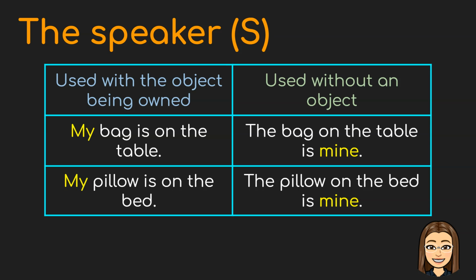And on the other column, used without an object, we have this sentence. The bag on the table is mine. After the possessive pronoun mine, we now have a period, which means it is used without an object. Same as with the other one. The pillow on the bed is mine.